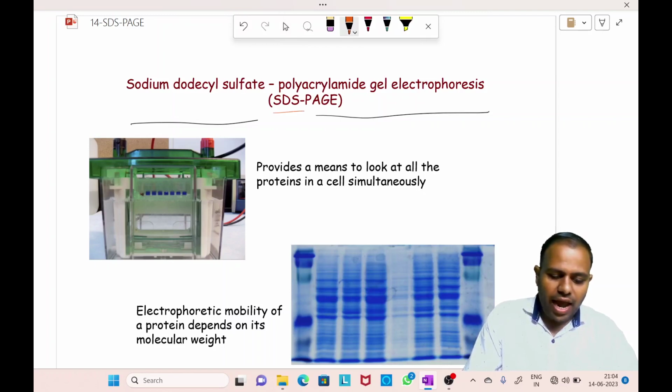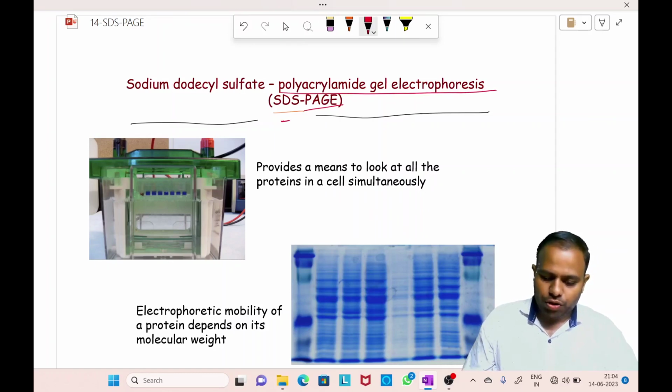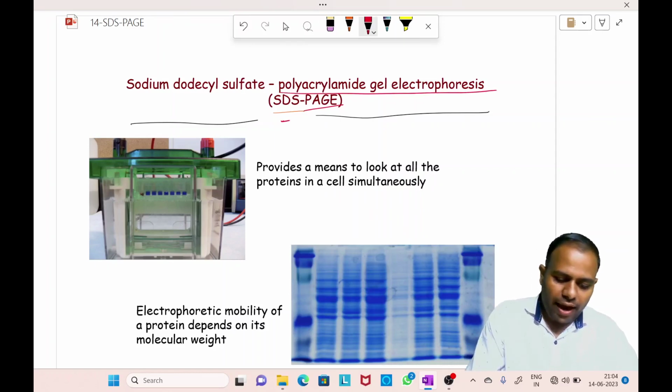SDS is an anionic detergent here. Remember, SDS is an anionic detergent that has a negative charge. And PAGE here means polyacrylamide gel electrophoresis. So it is made up of acrylamide.